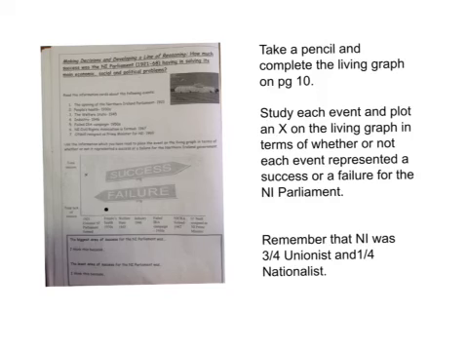You should now use the information on page 9 to complete the rest of the plots on your living graph. Remember that Northern Ireland did have a 3/4 Unionist population and a 1/4 nationalist population, and this will impact where you place your plots on your living graph. Once you've placed all your plots on your living graph, you should join the plots up, as this will clearly show where the successes and the failures lie.